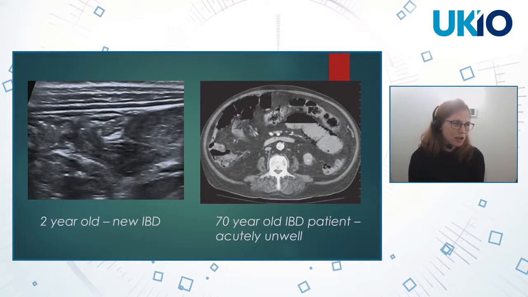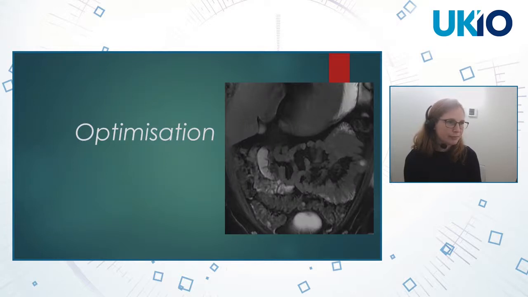We've just got a couple of examples here. For instance, in this 2-year-old who just had newly diagnosed inflammatory bowel disease, actually ultrasound was the best test for them. We got the highest resolution, and when we did attempt an MR enterography, it didn't go particularly well. Whereas this 70-year-old coming through A&E, appropriately, even though they were an inflammatory bowel disease patient, had a CT study.